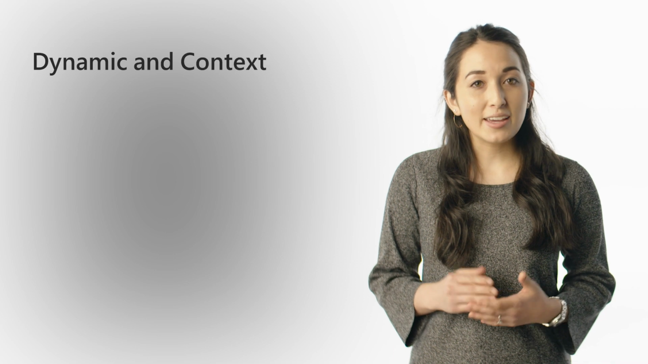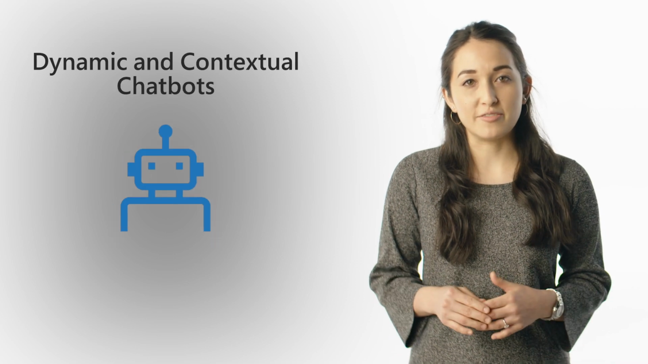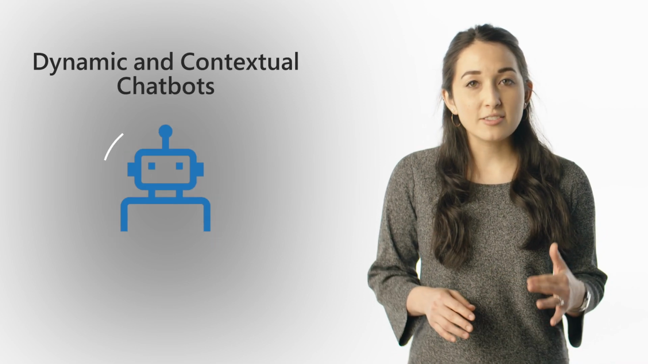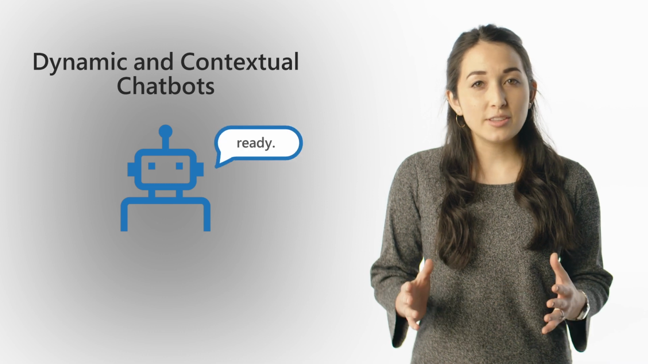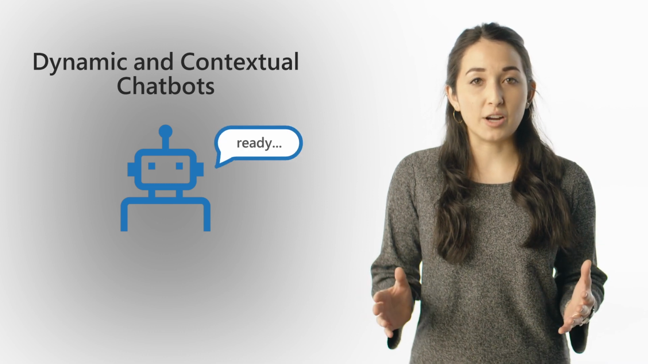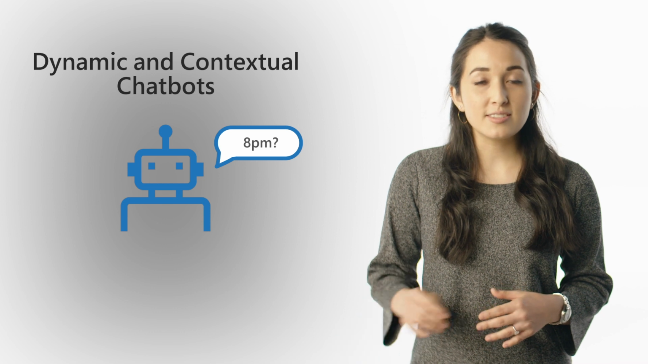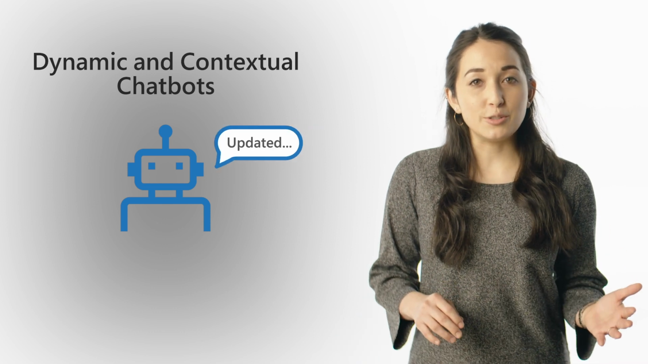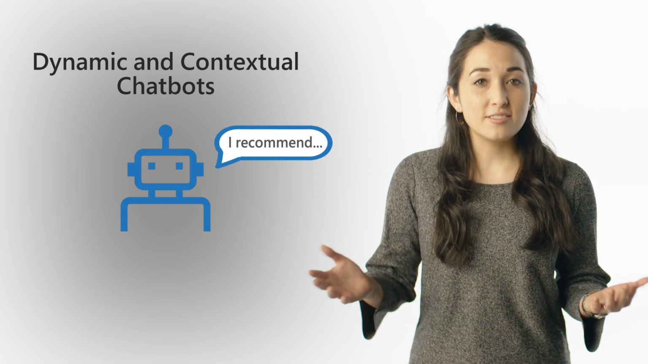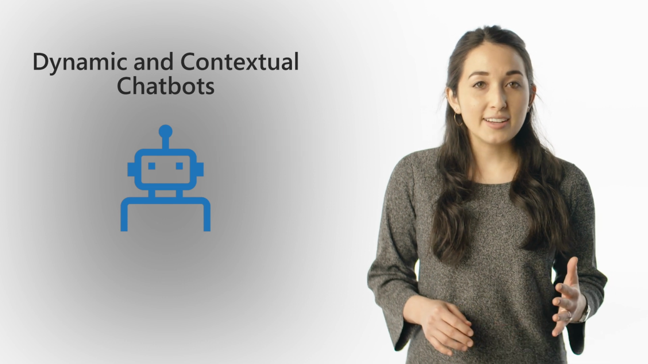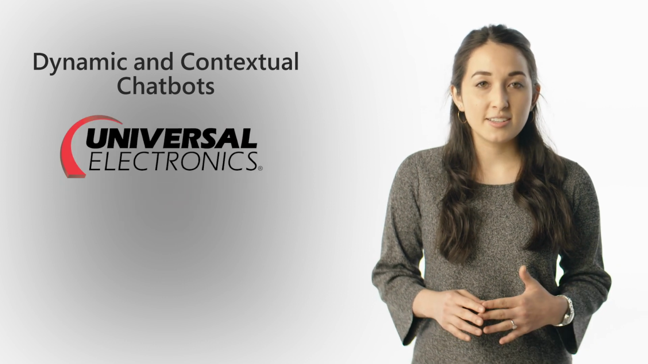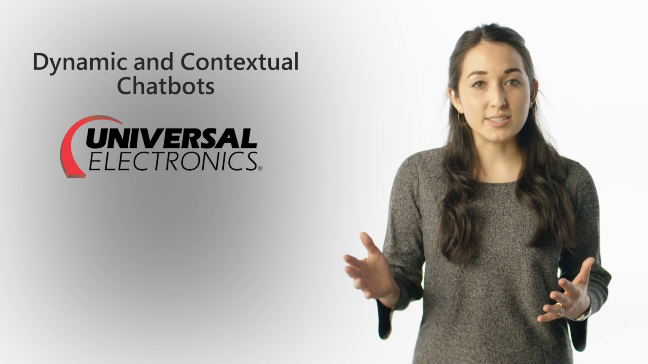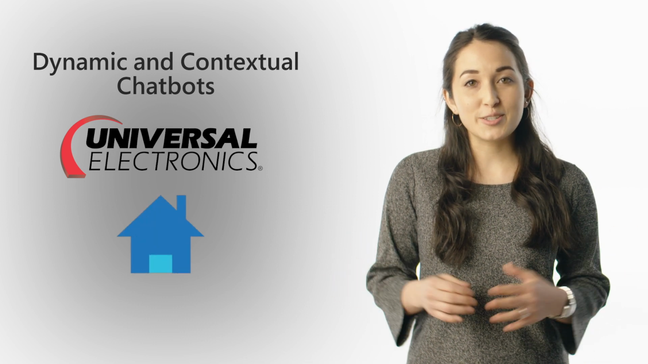Finally, dynamic and contextual bots are even more sophisticated. These chatbots are context-aware and can do things on your behalf that make you more productive, like make reservations, update your calendar or to-do list, make recommendations, and more. A great example is Universal Electronics, which built a voice-enabled virtual assistant to help customers control their smart homes. Next, I'll walk you through the tools you can use to build these types of chatbots on Azure.